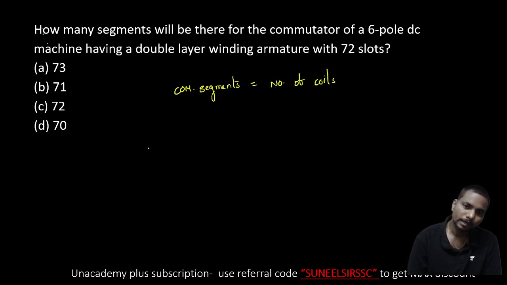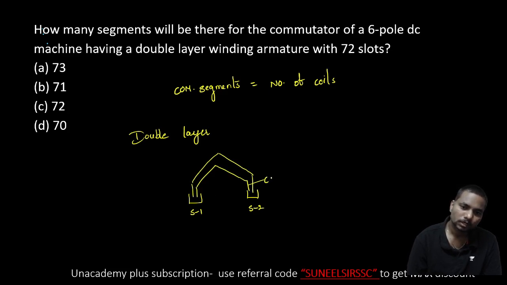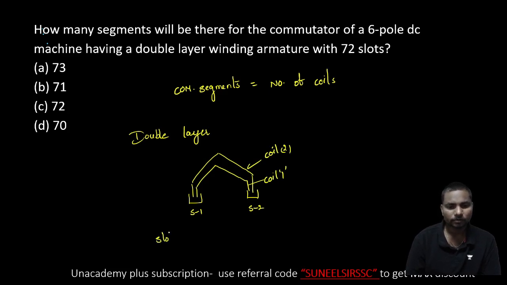In case of double layer winding, if we have this is one slot 1, this is the slot 2. So double layer, this is the one layer, that is one coil. This is the another layer, that is the another coil. So this is coil 1, this is coil 2. Here the number of slots are 2 and also coils are 2. So in the double layer winding, we can get the idea that the number of coils is equal to the number of slots.